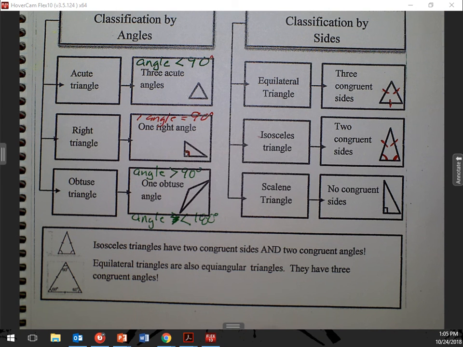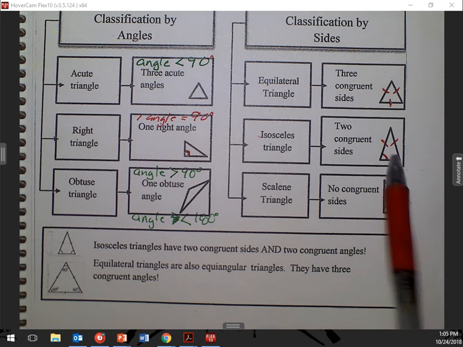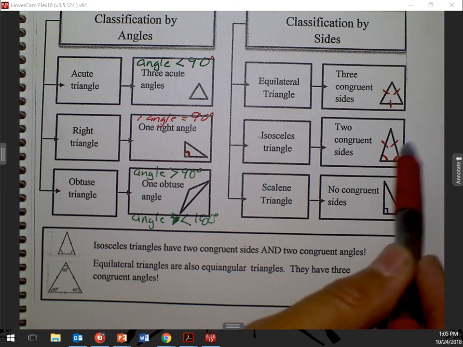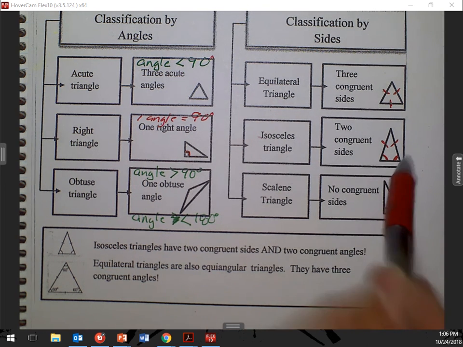All right, next one. Scalene triangle. A scalene triangle has no congruent sides. None of the sides are going to be the same. Okay? Now, the next thing, let's take a look at this box down here. It says, isosceles triangles have 2 congruent sides and 2 congruent angles. The angles are referred to as my base angles. The base angles are the ones on the bottom here. So if those 2 sides are congruent, the angles opposite are congruent. Those 2 are congruent to each other.